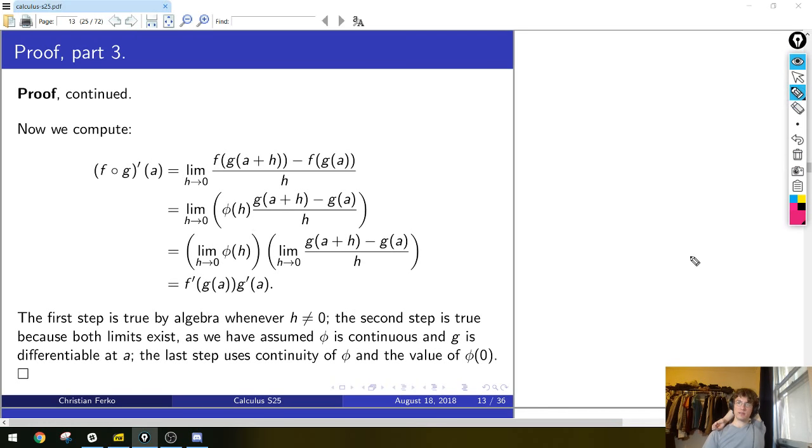Okay, so now we can conclude. With all that preparation, now the proof is very simple. It's just a few lines of calculation. So what is the proof? We need to prove this limit exists because it defines the derivative. As we've seen by algebra, this limit, whenever h is not equal to 0, is the same as phi times this thing, the difference quotient for g. We defined phi, by the way, so that this would be true. So this is true by algebra.